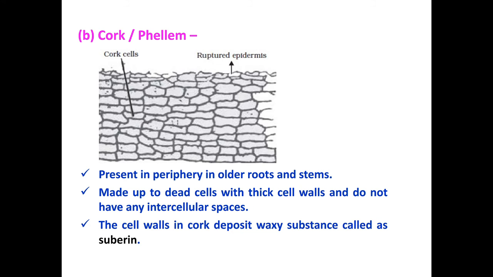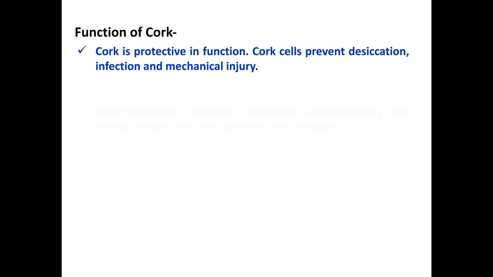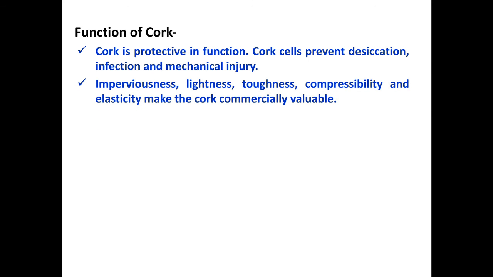So now students, let's finally know about the functions of cork. Students, cork has deposition of suberin, so it is protective in function and thus prevents desiccation, infection and mechanical injury to the internal tissues. Due to imperviousness, lightness, toughness, compressibility and elasticity, it has high commercial value. It is used for insulation and as a shock absorber in linoleum.